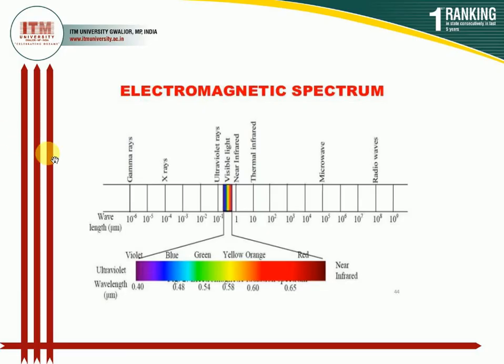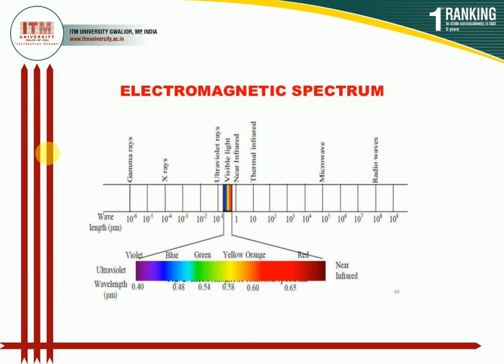This is the electromagnetic spectrum. When particular waves are arranged on the basis of increasing or decreasing order of wavelength, or increasing or decreasing order of frequency, then it is considered to be a spectrum. Means any sort of rays arranged in the ascending order or in the descending order as per the frequency or wavelength is considered to be a spectrum. And when the electromagnetic waves are arranged in the order of increasing wavelength or decreasing frequency, then it is considered to be the electromagnetic spectrum.